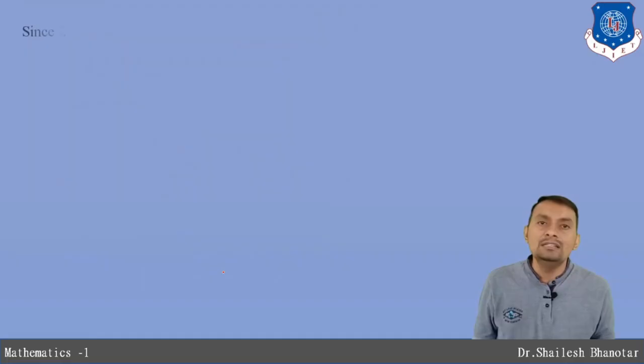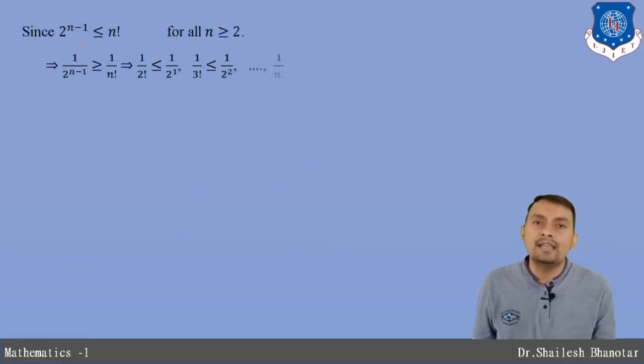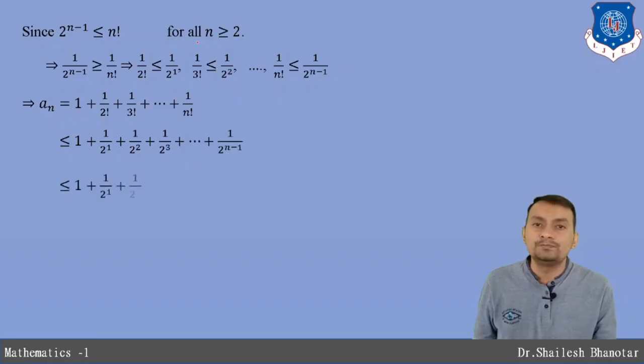So we are interested in only the bound above. So this number also we can always represent: 2 raised to n minus 1 is less than or equal to n factorial, when n is greater than or equal to 1.